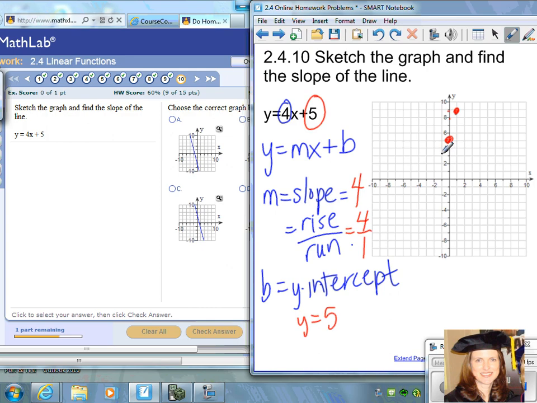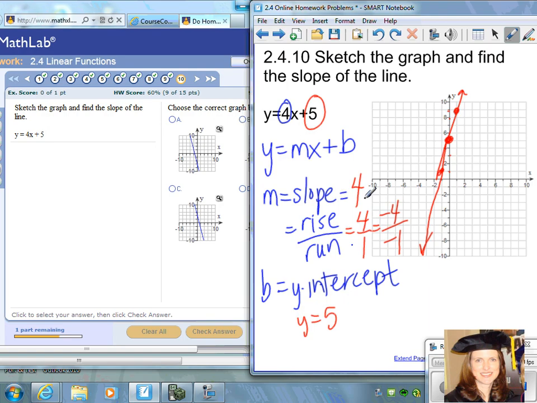You could also go in the opposite direction. 4 over 1 can also be written as negative 4 over negative 1. So that means from that y-intercept you can move down 1, 2, 3, 4, and to the left 1, and make a dot and connect those with a line, with the ruler. So that is how you can sketch using the slope and the y-intercept.